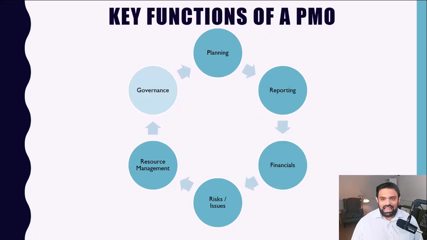So let's talk about the key functions of a PMO. Okay, because that will set the stage for this whole training, this course, and the ideas I want to convey to you. So, key functions of a PMO broadly are planning, reporting, financials, risks and issues, resource management, and governance. Okay, so hopefully you are watching this, you are familiar to a degree with a PMO, with project management, and you hopefully have worked in these areas, maybe as a project support or a project coordinator or even a junior PMO, something like that. So you broadly know what these different functions are.